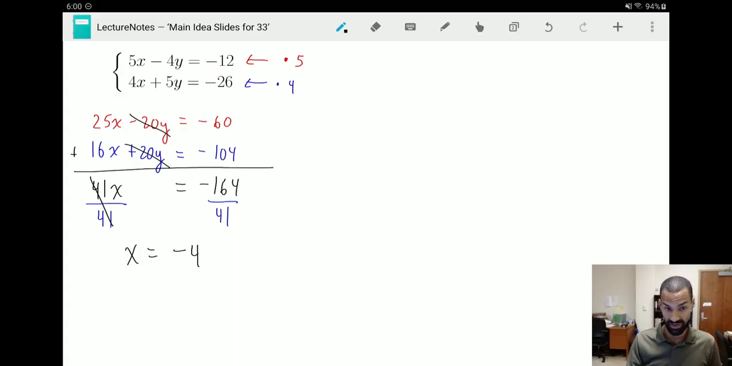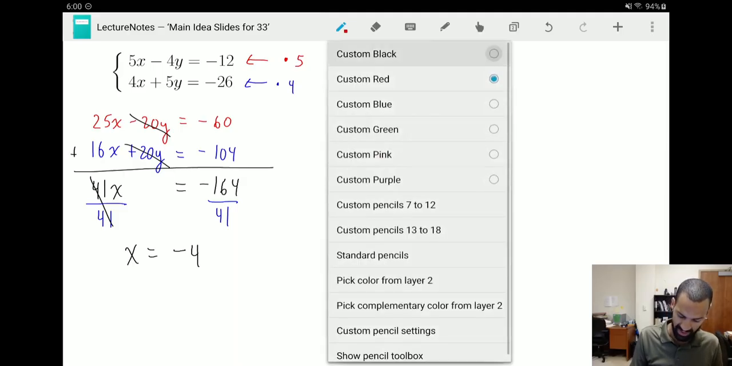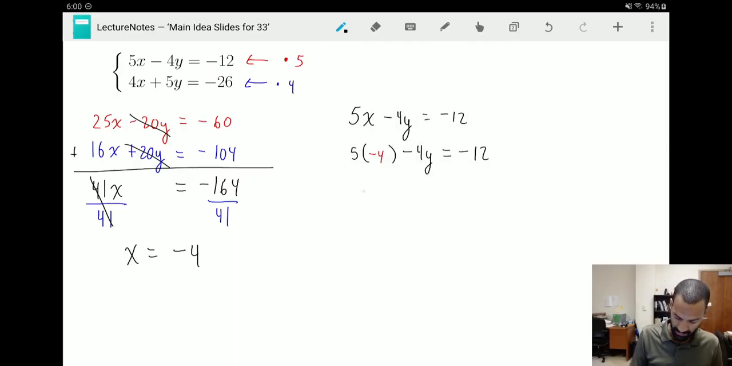Okay, so to find the y value now, let's go back and plug negative 4 into one of these equations. I'm going to go with the top one. I don't know why, that's just the one I want to use. So 5x minus 4y equals negative 12. I'm going to substitute negative 4 in place of x. 5 times negative 4 is negative 20. Minus 4y equals negative 12.